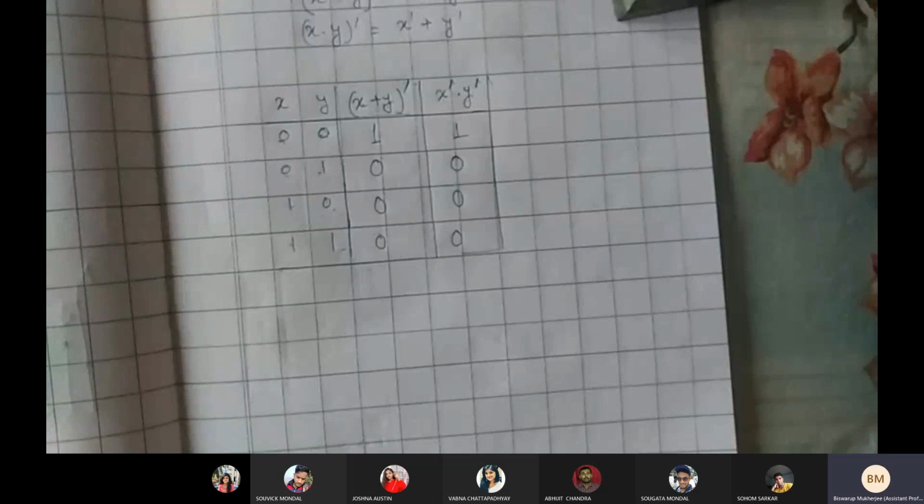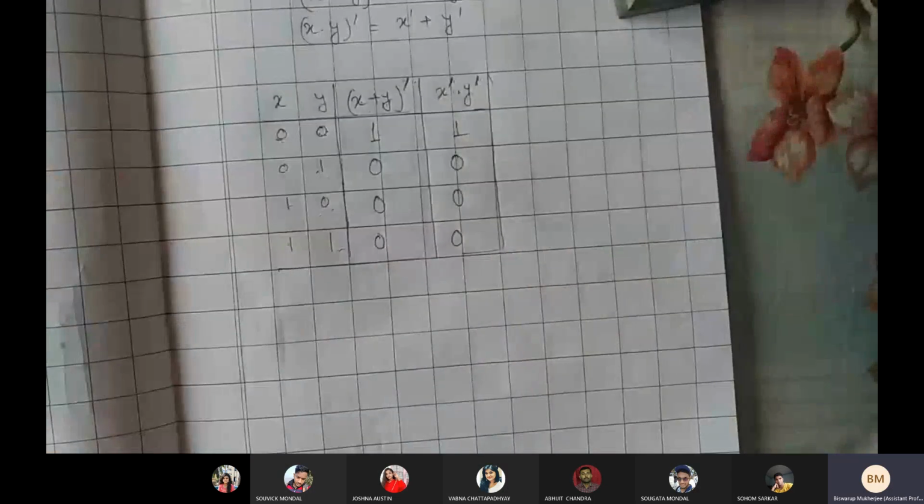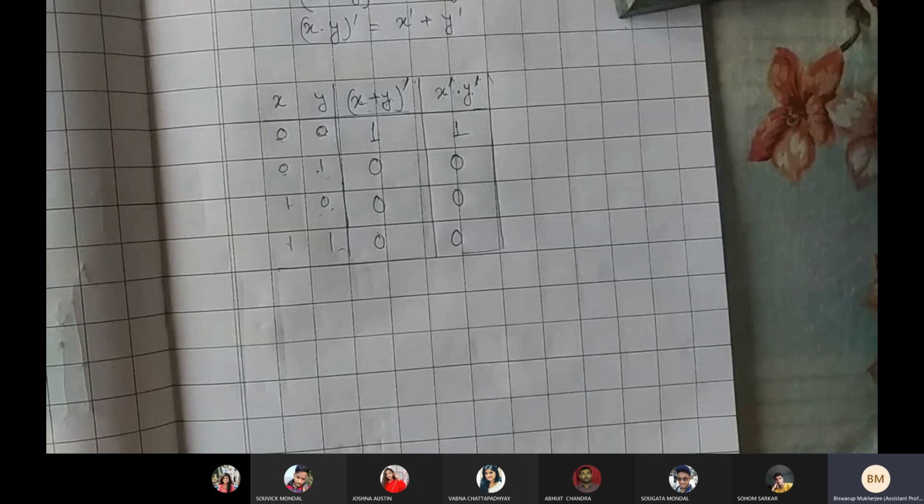So similarly, the second theorem also you can prove. Just write down the x and y values 0 0, 0 1, 1 0 and 1 1, and you can easily get it. The left hand side is equal to the right hand side for that case also.